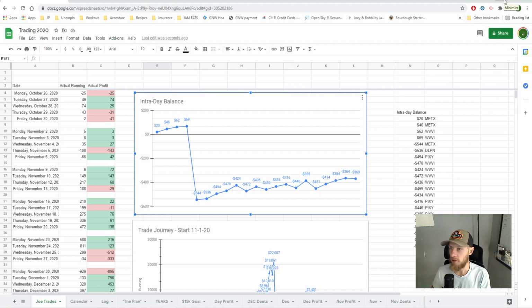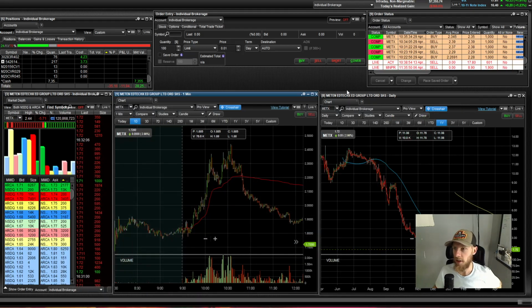So let's talk about what I traded today. I traded METX, V, this one was actually WVVI, DLPN and PIXY. Traded PIXY a lot towards the end, towards the close. Some opportunities on that one, and I think I screwed that one up as well. But let's dive into METX, where I made my huge mistake.